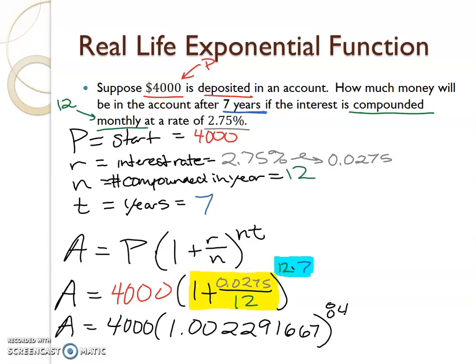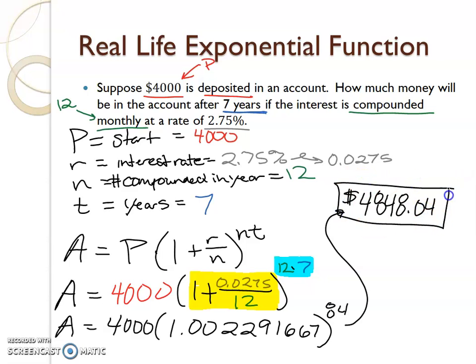Okay, and now that gives me something that's a little bit easier to plug into my calculator. So 4,000 times 1.002291667 to the 84th power. And when I press enter, I get that there is going to be $4,848.04. And I am going to round that number because you only use 2 decimals when you're dealing with money. So that's how much would be in your account after 7 years.